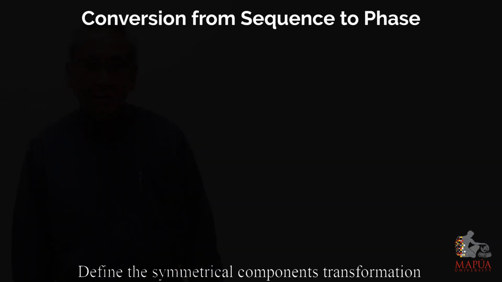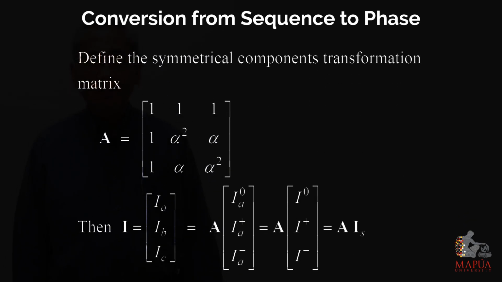So, defining the symmetrical components transformation matrix, as defined in the previous slide, the A matrix is a 3 by 3 matrix composed of the following elements: 1, 1, 1, 1, A squared, A, 1, A, A squared. Then IA, IB, IC, these are the phasor currents, equal to the A matrix multiplied by the sequence currents matrix, IA0, IA plus, IA minus.